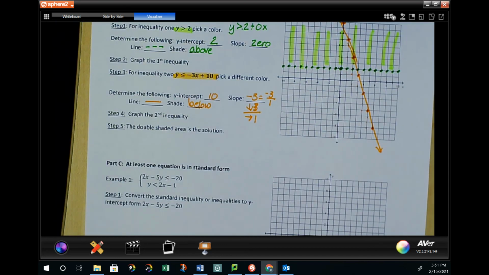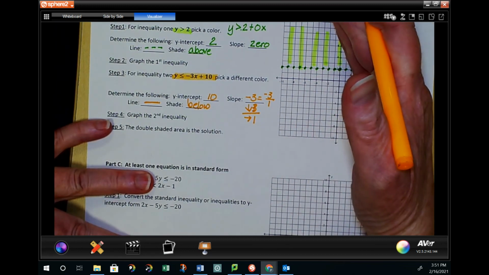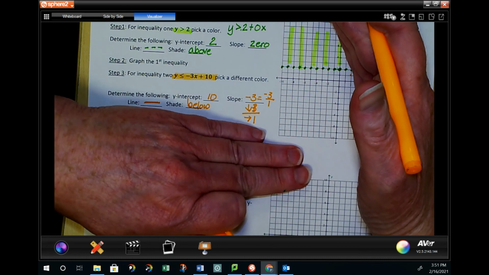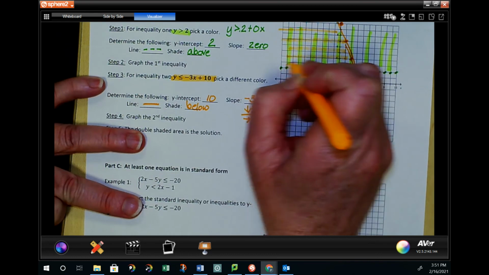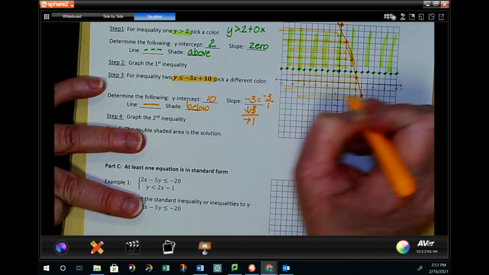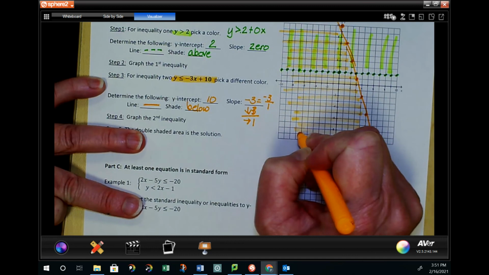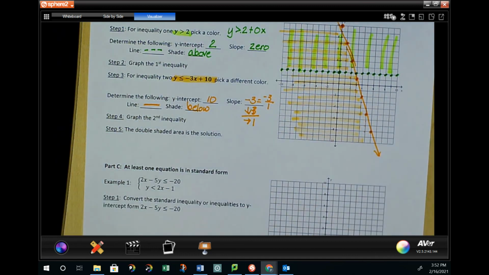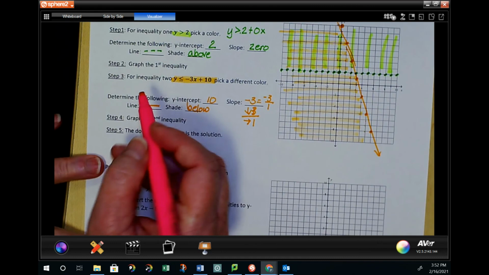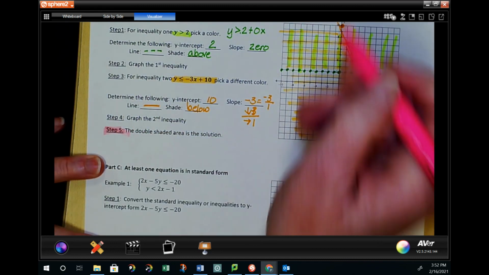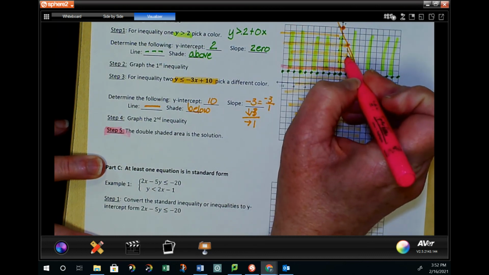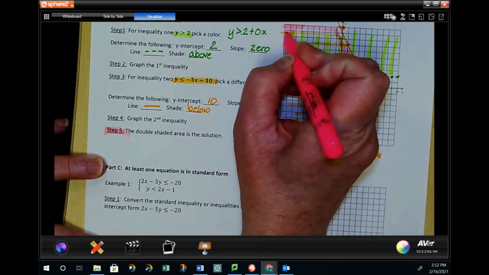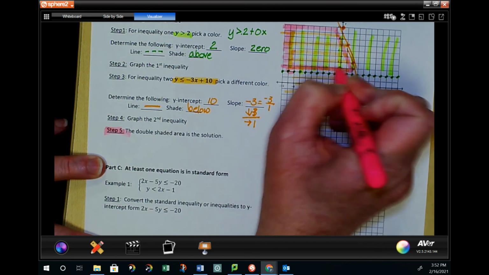And now this one, I've got to shade everything below this line. So below the line means over here on my left. So everything below that line. And now we look at this and go, oh, I like to do the double shaded area. So then I just like to fill that in. So this double shaded area, and then we just color that in.